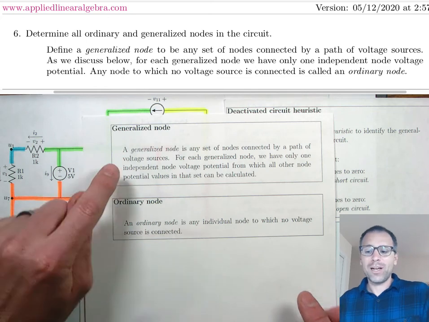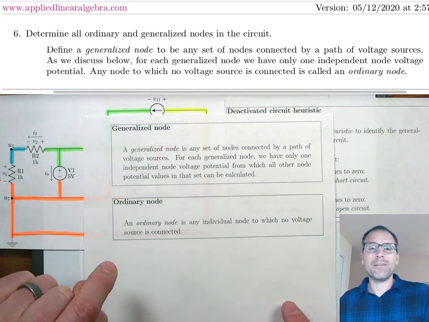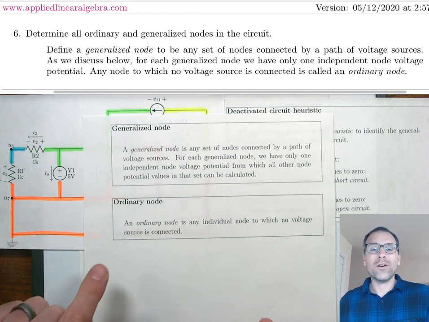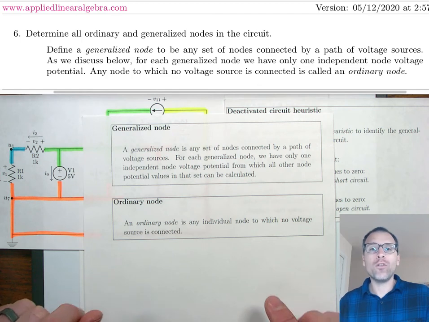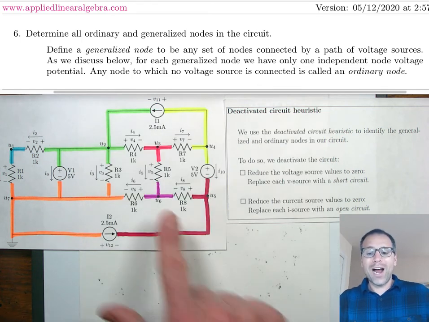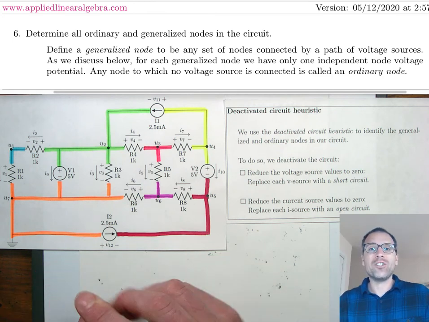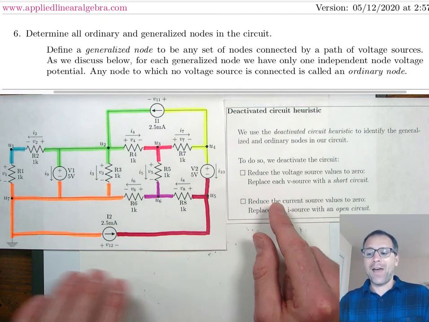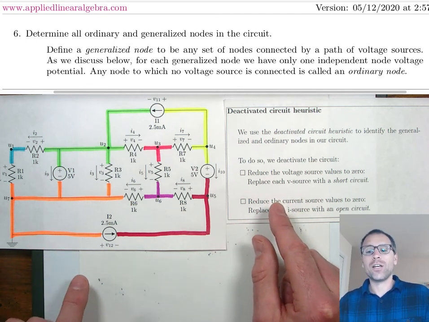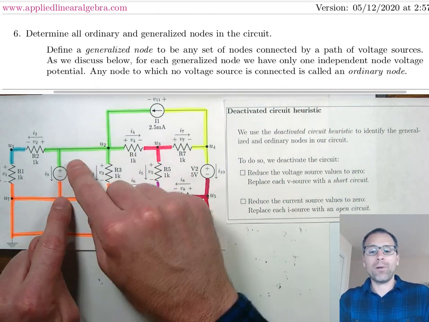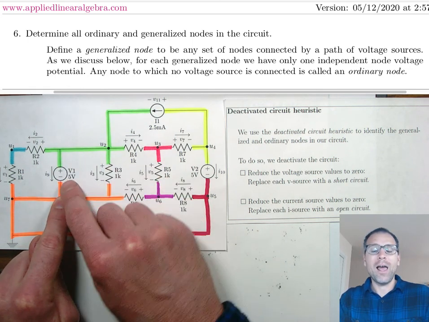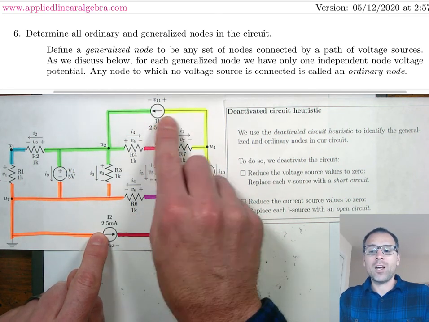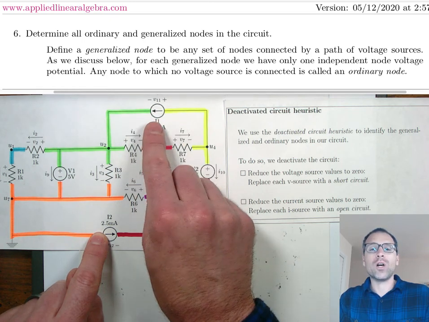Remember that we said that a generalized node was any set of circuit nodes connected by a path of voltage sources, so it was actually a set of circuit nodes, whereas an ordinary node was a single node to which no voltage source was connected. When we were actually looking at the circuit, we said that in order to find the generalized and ordinary nodes of our circuit, we're going to use the deactivation circuit heuristic, and that was to deactivate the circuit. Every voltage source we were going to replace with a short circuit, literally just draw a line and pretend it was a wire. Every current source we were going to draw an open circuit, cut out that body, and pretend that the two nodes were not touching at that place.